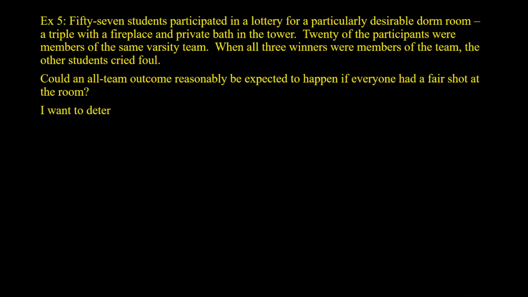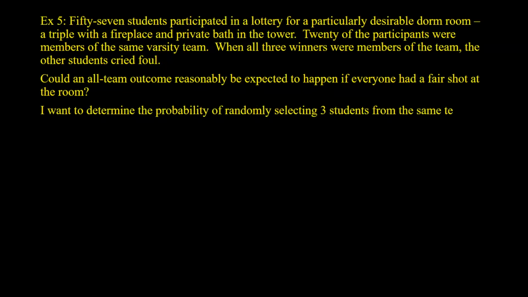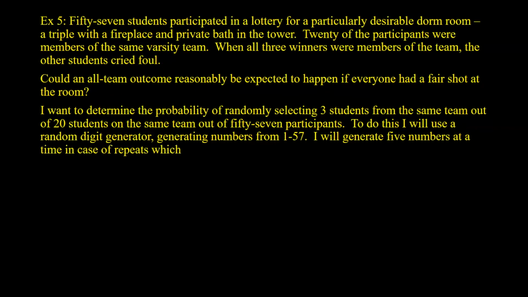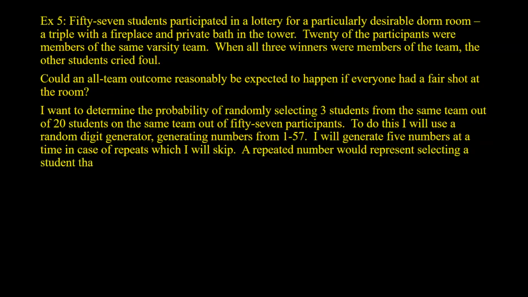I want to determine the probability of randomly selecting 3 students from the same team of 20 students out of 57 participants. To do this, I will use a random digit generator, generating numbers 1 through 57. I will generate 5 numbers at a time in case of repeats which I need to skip. A repeated number would represent selecting a student that had already been picked.